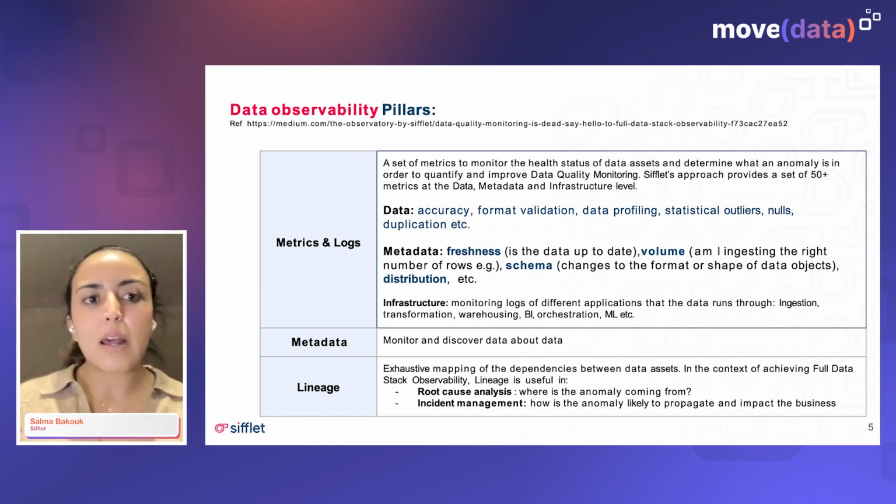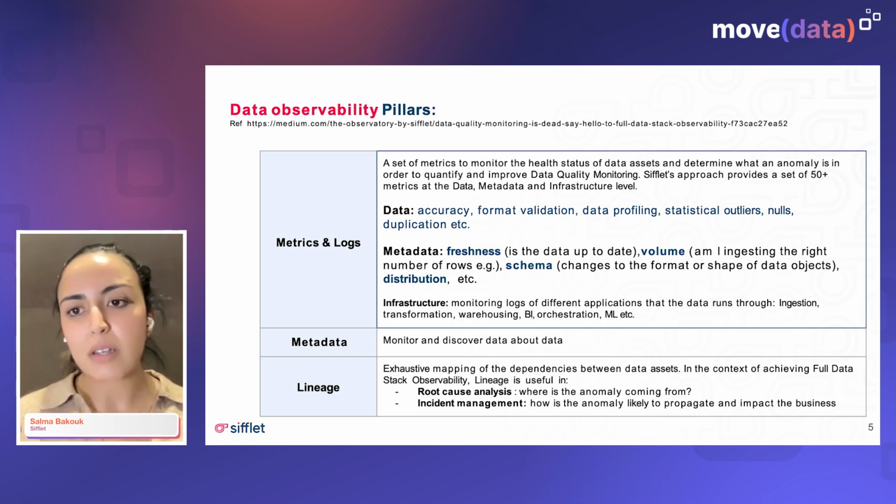So data observability focuses on 3 or 4 main pillars: metrics and logs, metadata, and lineage. For the sake of today's presentation, we want to focus on certain metrics that are relevant in the use case of data integration and data ingestion, and more specifically about how you can monitor and observe the data at the source. So let's look at some of the metrics that will be useful for today's session.